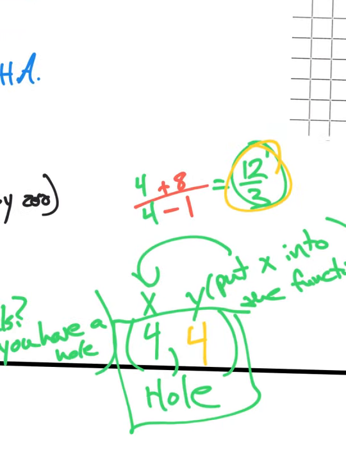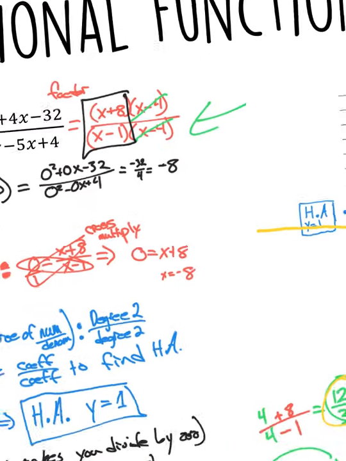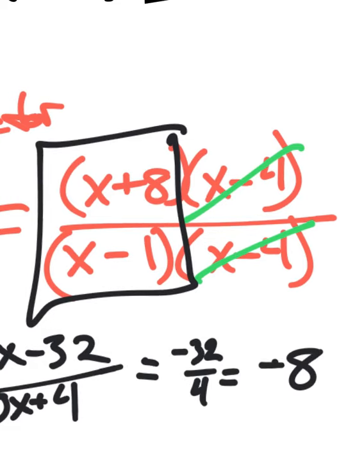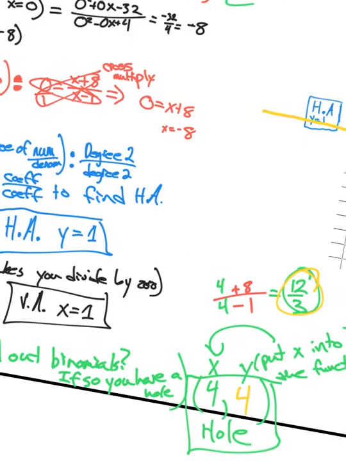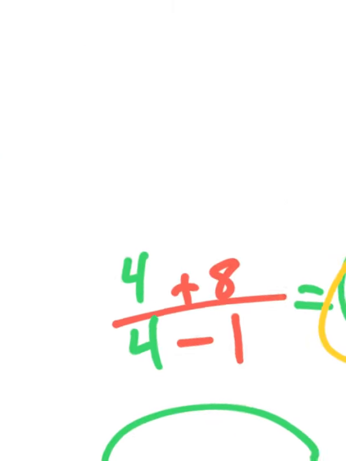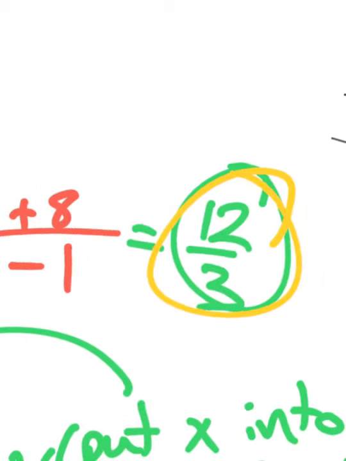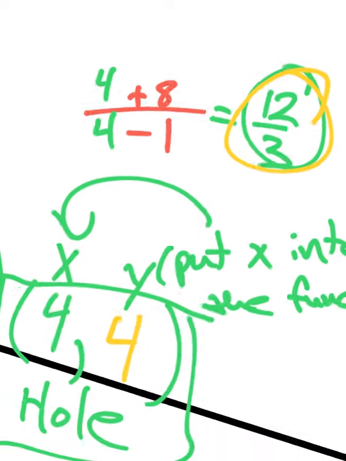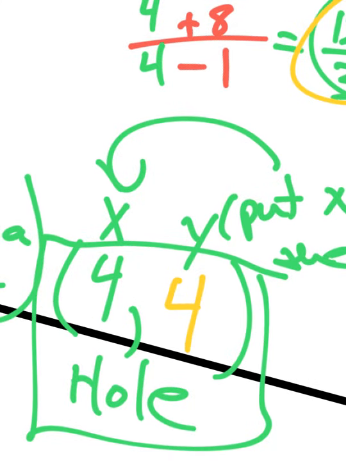And then how do I find my y value of my hole? I'm going to put that x into the function, which is what I did right here. But if I go back to here, if I put 4 into this function, I would get a 0 on the bottom of the fraction. So what you have to do is you put 4 into the reduced function. That's what I did here. If I put 4 into the simplified function, I get 12 over 3, which gives me 4. That's my y value of my hole. Okay, so my hole is at 4, 4.